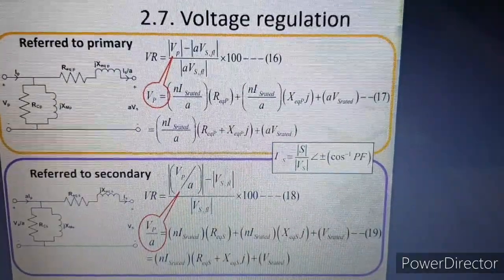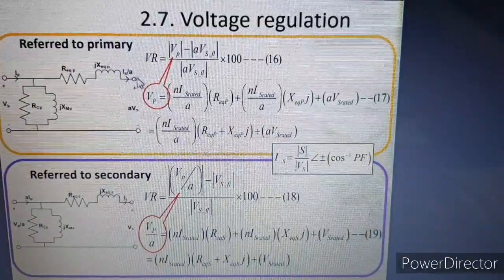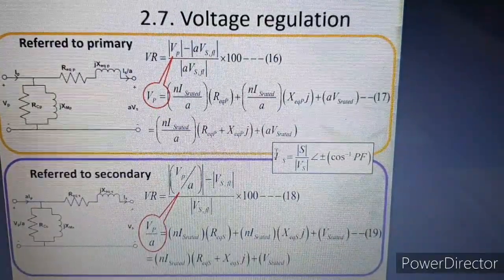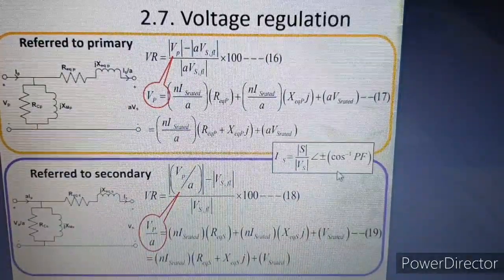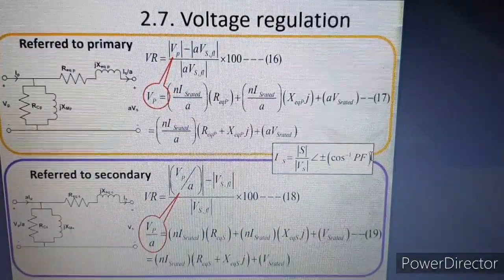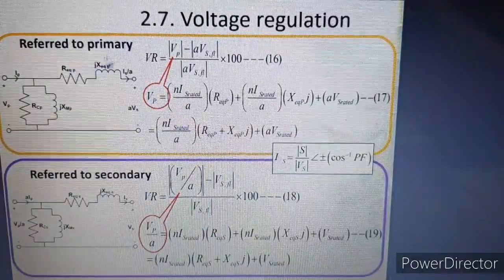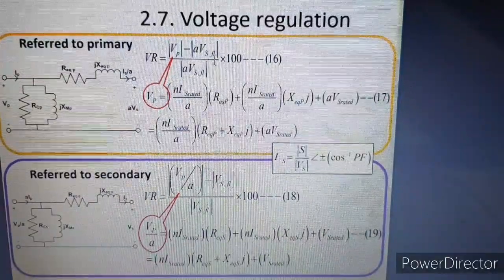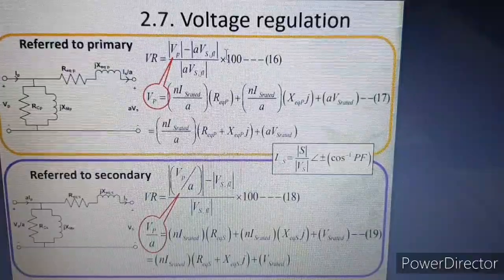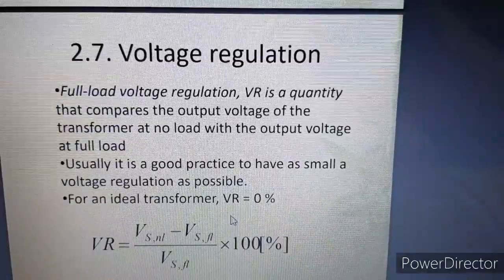First, let me start with referred to primary. But before that, please take note Is equals S over Vs, or S rated over Vs rated, at angle of plus minus cos inverse power factor. Now, the formula for VR for referred to primary is equal to Vp minus aVs full load, or aVs rated, over aVs rated. So from where do we have this formula? The general formula is Vs no load minus Vs rated over Vs rated.